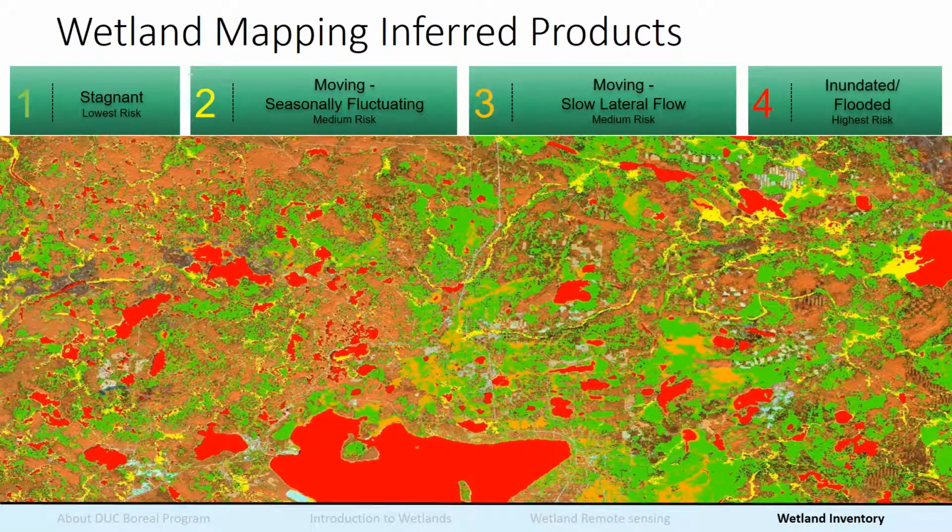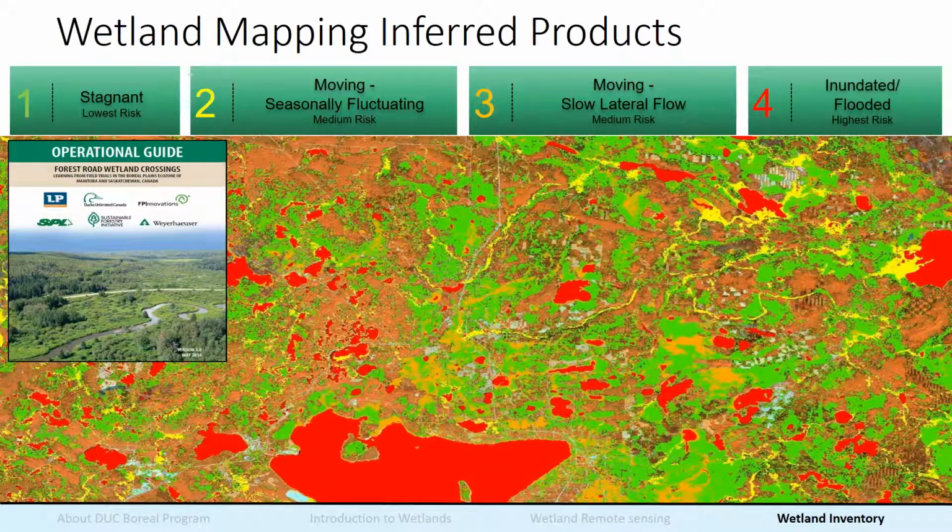So for example, here's our wetland classification that helps us understand water flow and in turn can help us make informed decisions on forest roads, wetland crossings. So in green is a low risk or a stagnant water flow, whereas the red is a high risk where it floods often. And again, like I mentioned before, it just helps us make informed decisions for foresters to make forest road crossings. And this is our operational guides for forest road wetland crossing if you're interested.